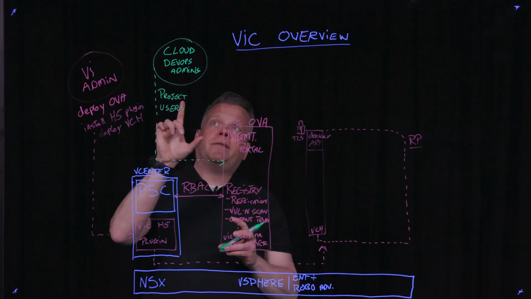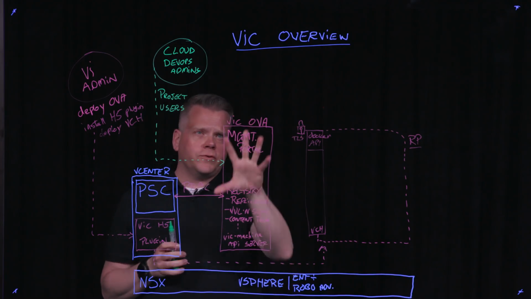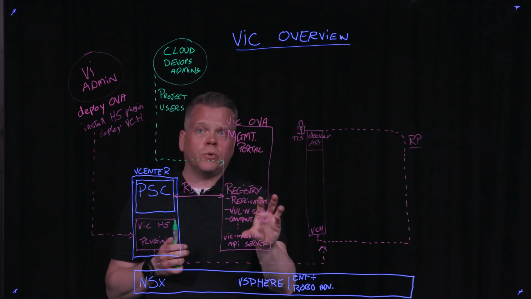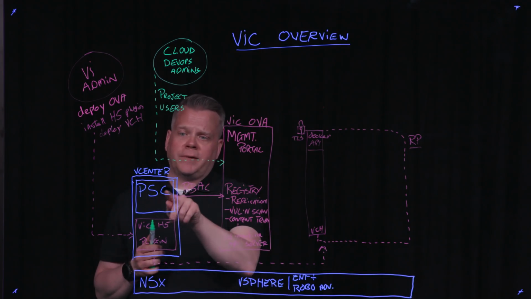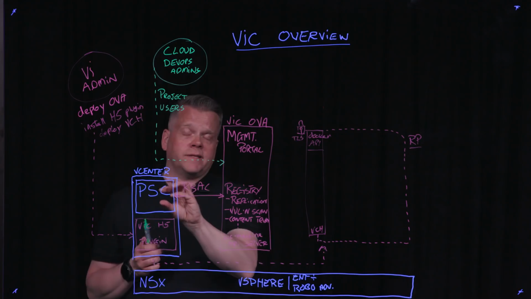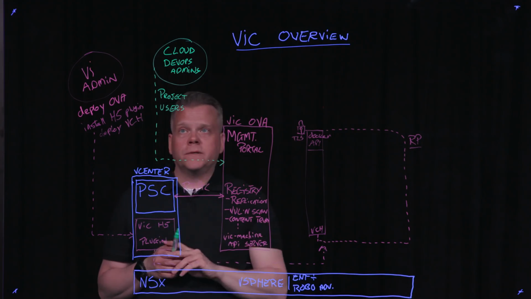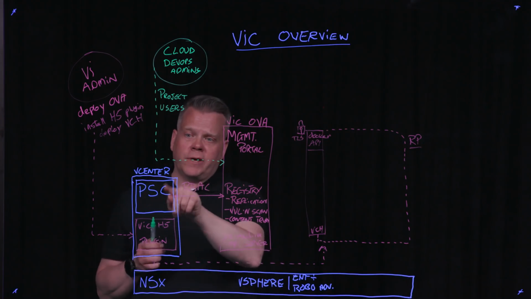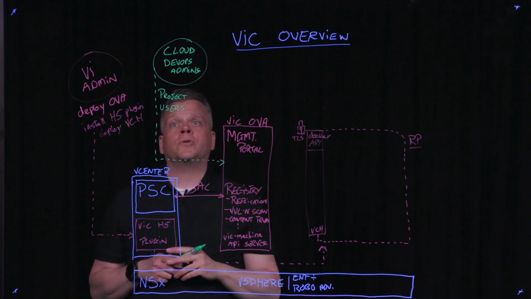One thing to note is that when you first deploy the VIC appliance, we will assign the cloud administrator role to anybody from the platform services controller that is part of the administrators group. So it ties in well with whatever groups you have that are created already in your platform services controller.